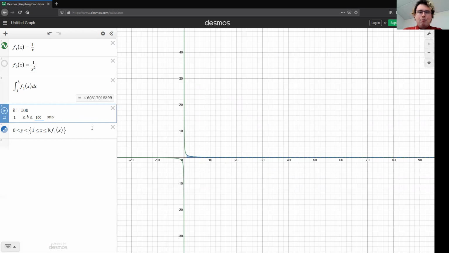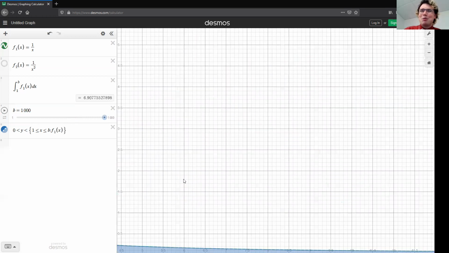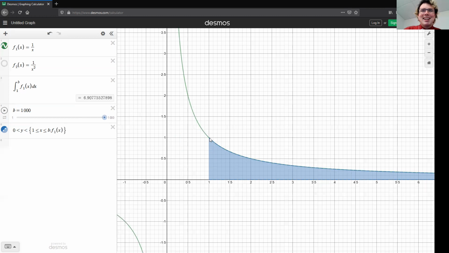Could I put in b equals 1,000? What do I get then? My area is still increasing. Is there some value I can give this area for integrating across the whole real number line? Now, it's a bit of a loaded question because you see I'm only starting my integral at x equals 1. I don't know quite what to do with this infinite area up top here, at least not yet. We'll get to that soon enough.